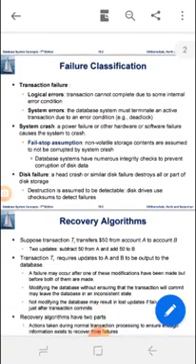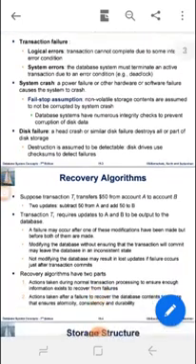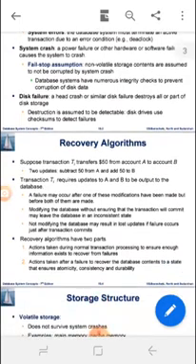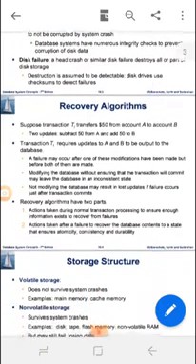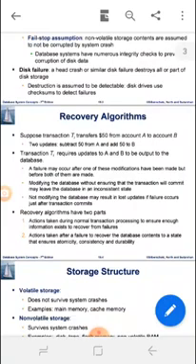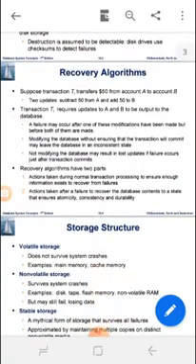Then system crash. System crash is due to power failure. Next one is the fail stop assumption. The fail stop assumption is that non-volatile storage contents are not corrupted by a system crash. Next one is disk failure. Disk failure means a head crash or similar disk failure destroys all or part of the disk storage. It is used by some OS concepts to detect some failures.